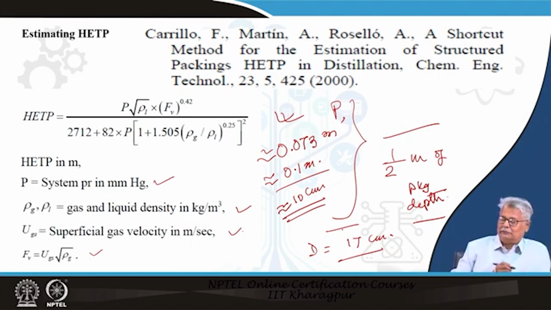There is a thumb rule, in fact. Sometimes it is said that a HETP is close to the diameter value. Here we have a diameter of around 17 centimeters and we have a HETP estimate of around 10 centimeters. We find that this is also fairly okay, and this thumb rule is also often used.